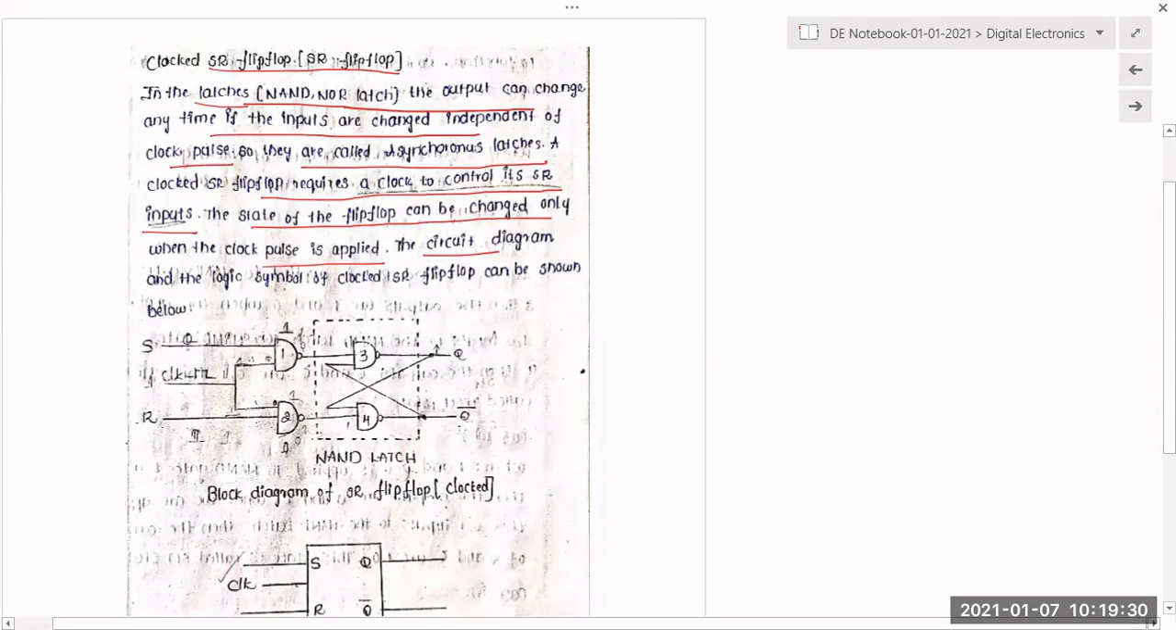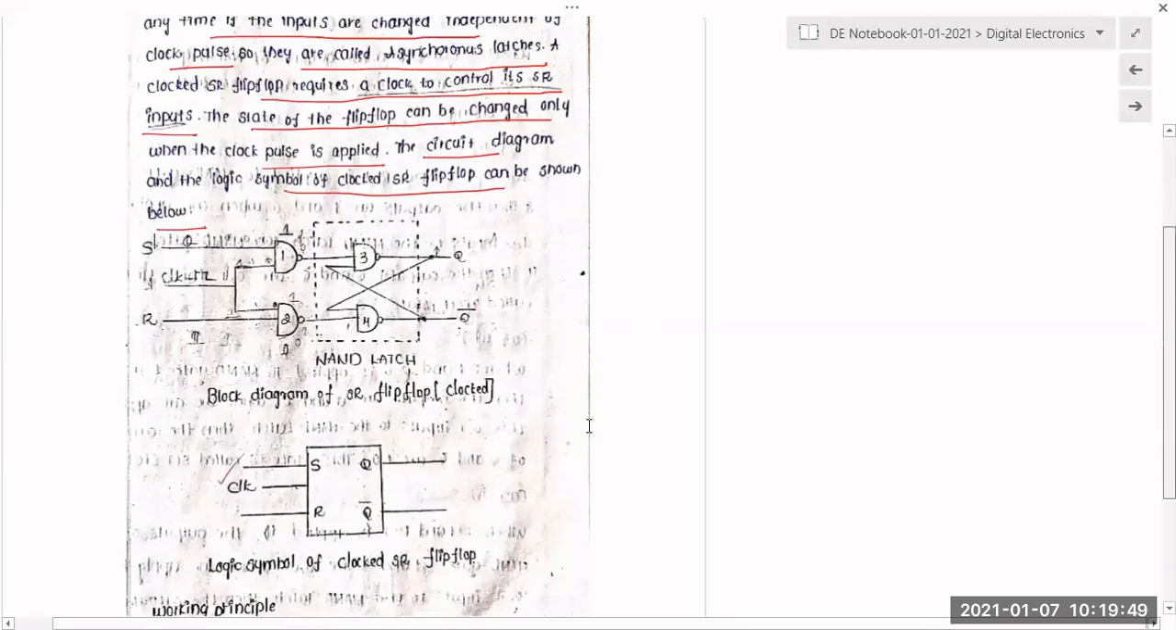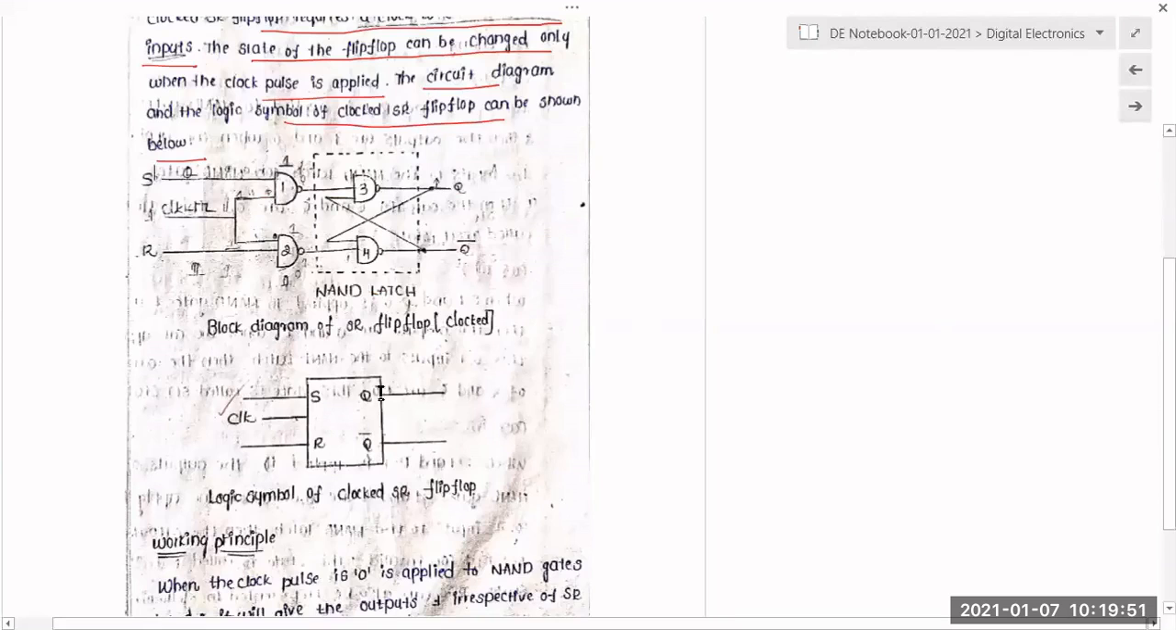The circuit diagram and the logic symbol of the clocked SR flip-flop are shown below. We have seen this using only NAND gates. Our syllabus includes the clocked SR flip-flop using only NAND gates. For this we use a NAND latch, so a total of 4 NAND gates are required. This is your SR flip-flop. These are the inputs, and the clock pulse is applied, and Q.